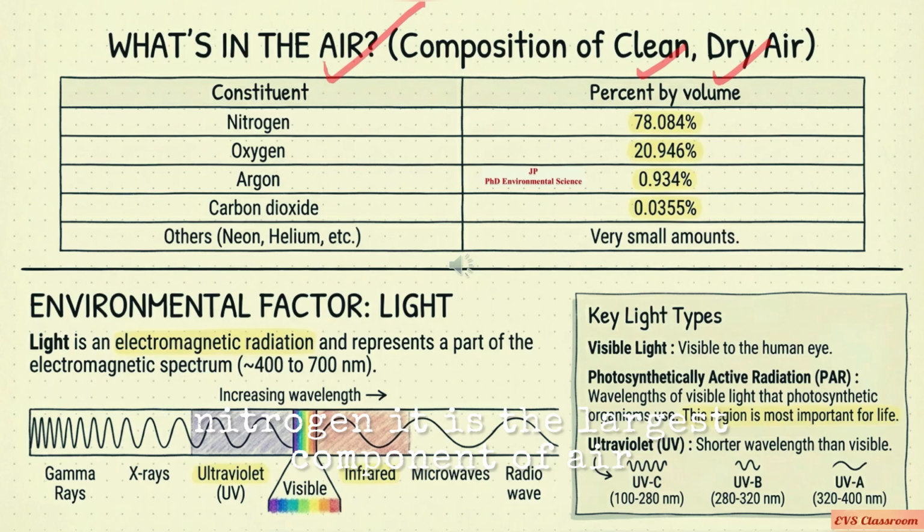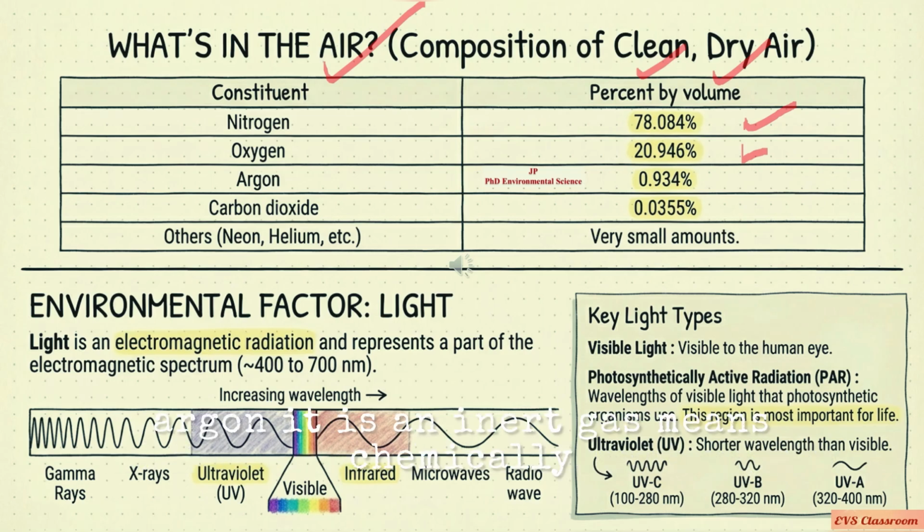Nitrogen is the largest component of air. It is relatively inactive. It dilutes oxygen and prevents rapid combustion. For example, if air had more oxygen, fires would start very easily. Oxygen, 20.946 percent, supports respiration in living organisms. It is essential for burning and energy release. Humans and animals breathe oxygen, and fire cannot burn without oxygen.